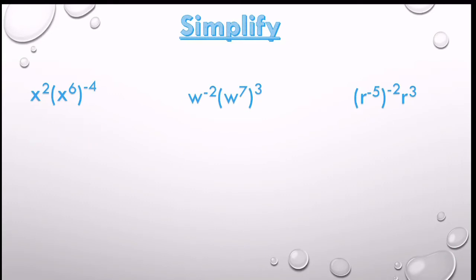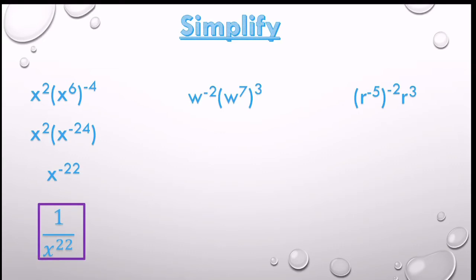Okay, let's try these together. So first, I'm going to do my power to a power. So 6 times -4 is -24. Then I'm going to do my product of powers. 2 plus -24 is -22. I can't leave a negative exponent, so I have 1 over x to the 22. Okay, my next one.